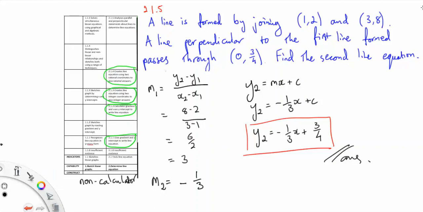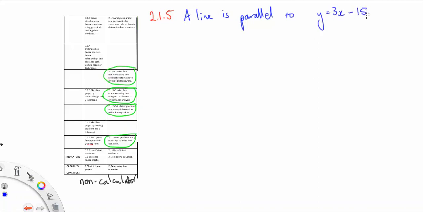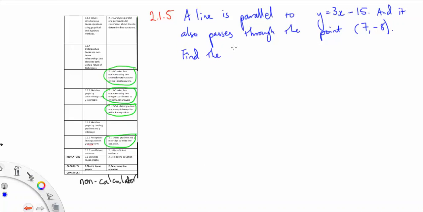I'll give you one more problem to figure out yourselves to have a go at. This is for 2.1.5, it might say something like a line is parallel to y equals 3x minus 15, and it also passes through the point 7, negative 8. Find the line equation. That's something you can have a go at yourself. If you can track me down, I would be more than happy to give you the answer.